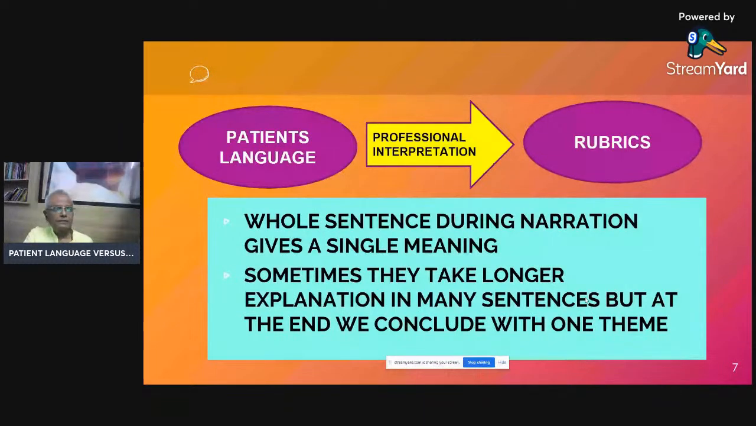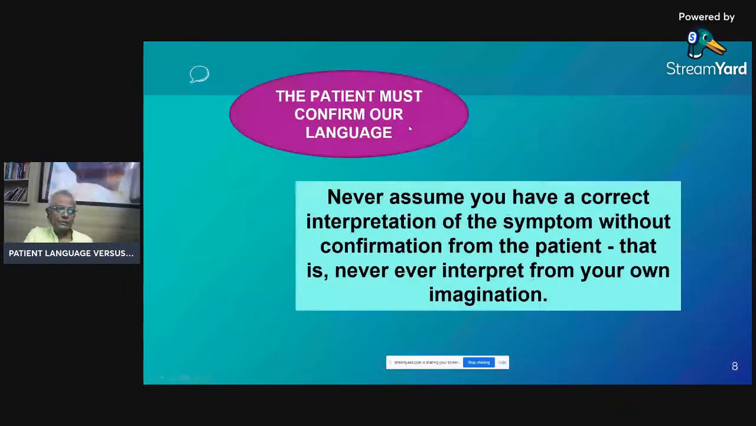The patient must confirm our language. Now, suppose you assume that what the patient is telling is right. I think we may be mistaken. And even if we say the patient is wrong, we may be mistaken. He is neither right nor wrong. It is only that the interpretation is wrong or the interpretation is correct.